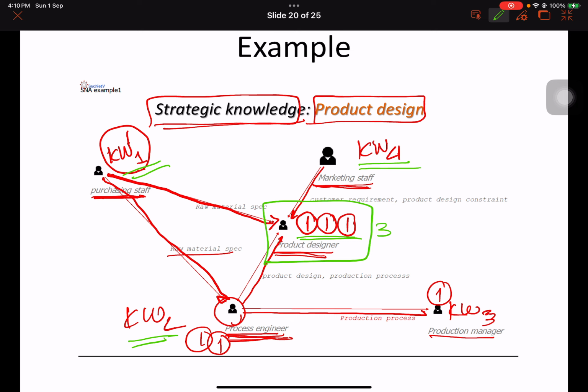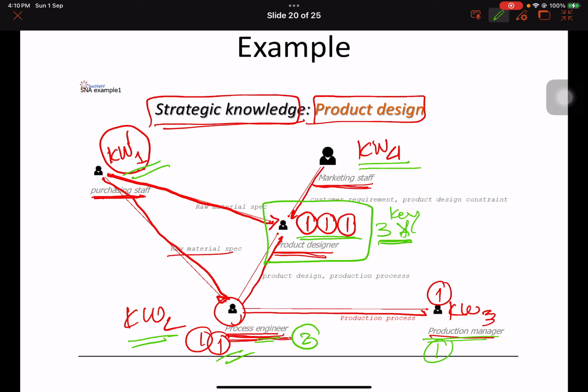So you can see the product designer has 3 scores, from knowledge workers 4, 1, and others. The process engineer has 2 scores, from the product designer and purchasing staff. And the production manager has 1 score. So this is the key person who should know about product design. This can be the expert.